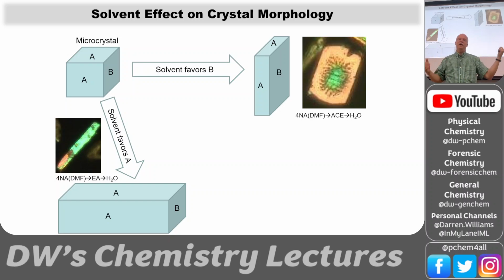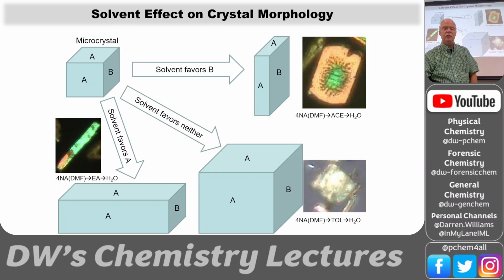If you do this slowly, you can get perfect crystals that are suitable for X-ray diffraction and so on. If you do it fast, you get tiny little crystals. They're still crystals, they're just micro. Okay. And then if the solvent doesn't care about any of these, then you just get the crystal growing in all directions and you get more of a round particle, okay, or a cube in this case.